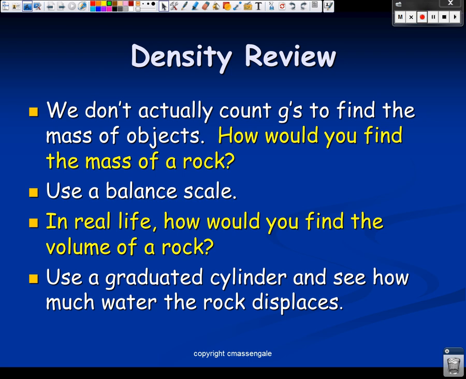Okay, so that's what you can do. And then how would you find the density of either one of those two? Find the mass, divide it by the volume, right?